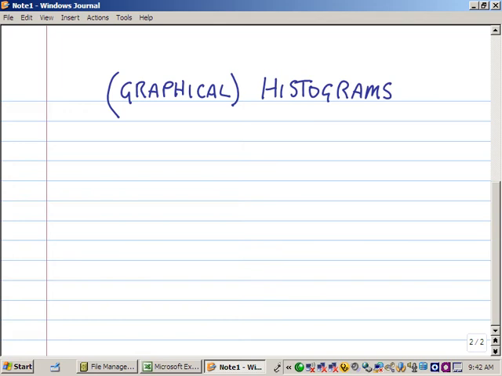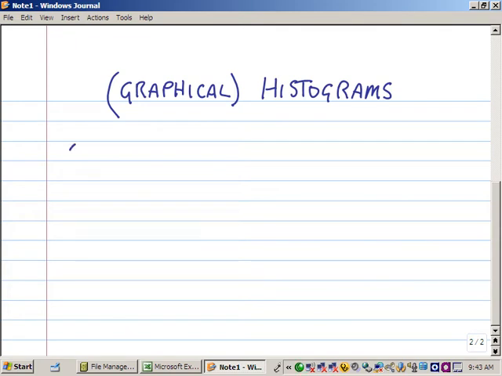Now let's talk about histograms. Actually, to be precise here, we're talking about graphical histograms. We're talking about drawing a chart, a graph that describes an interval frequency distribution. Alright, so let's use the following data set.